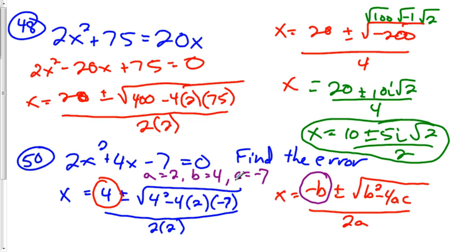50, they have a long problem there. It says find the error. And so it's 2x squared plus 4x minus 7 equals 0. A is 2, B is 4. We know from right here, the beginning of our quadratic formula, it's x equals -b. Well, the opposite of b is -4, but they don't write it as -4. So that's our mistake right there. So they go through and do all that work, and they were one sign off. So that's what they were trying to get you to do on number 50.